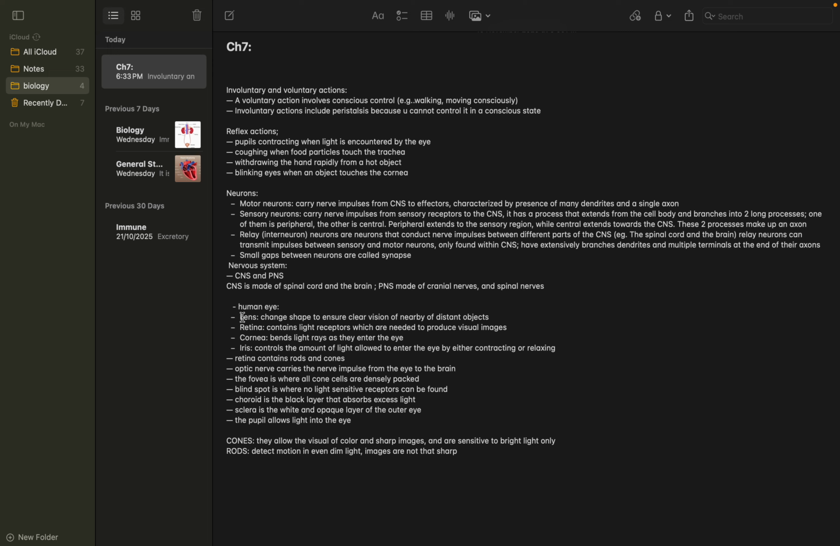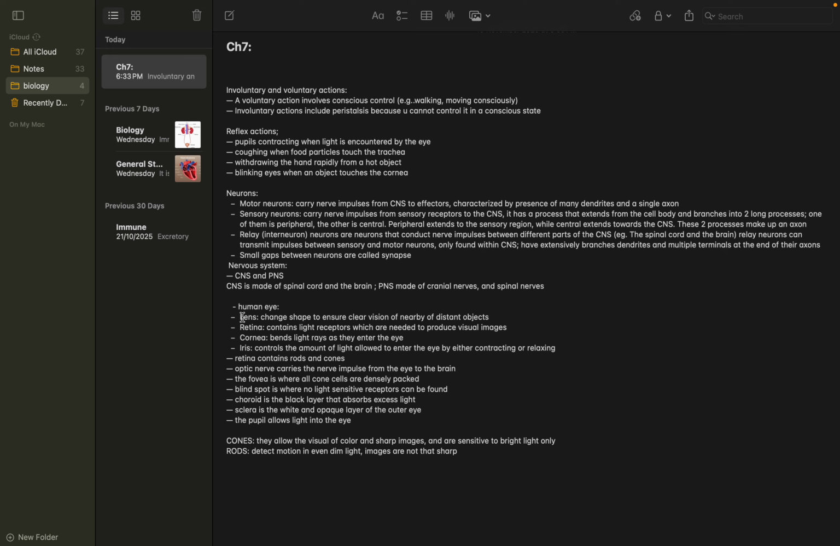Then we have neurons. We have motor neurons, sensory neurons, and relay neurons. Relay neurons are also known as interneurons. So starting with motor neurons, they carry nerve impulses from the central nervous system to its effectors, and it's characterized by the presence of many dendrites and a single axon.